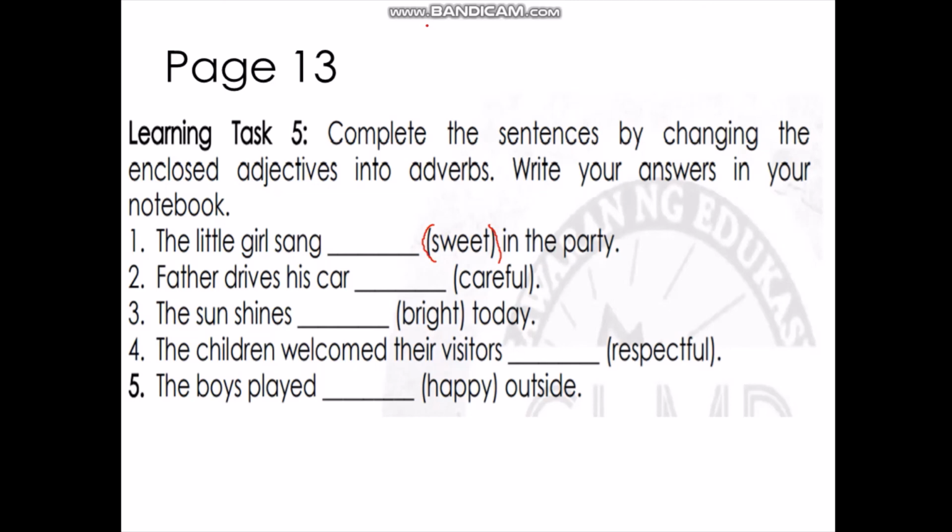Again, remember the rule. Just add the ly in each word. Okay? So if you're not yet done, click the pause button. If you're done, click the play button. For number 1, the correct answer is sweetly. Number 2, carefully. Number 3, brightly. Number 4, respectfully. And last, number 5 is happily. If you got all 5 correctly, good job.